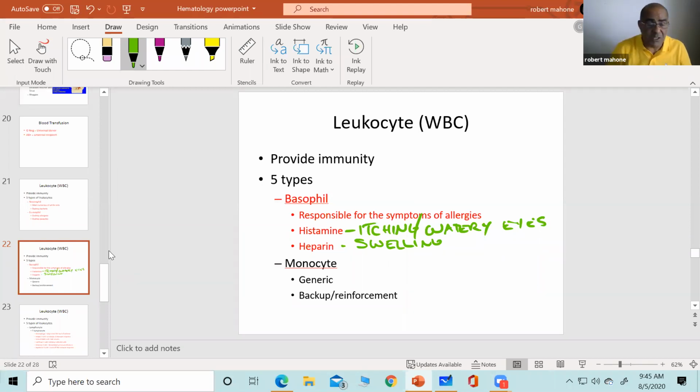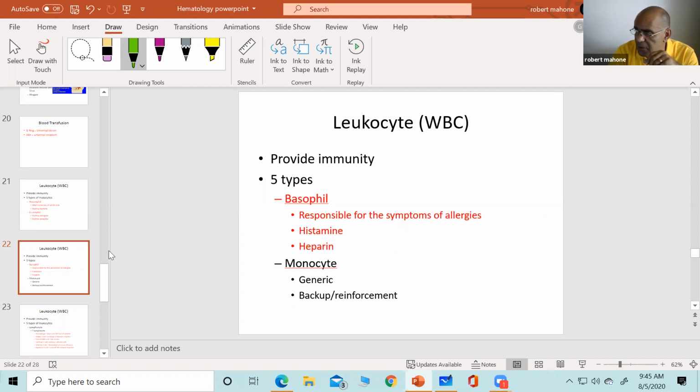Not only allergies, but also damage to the skin. And that's why if you get a good cut in the skin, while that cut is healing, eventually for a little bit, it's going to start to itch. The basophils in that area releasing histamine.